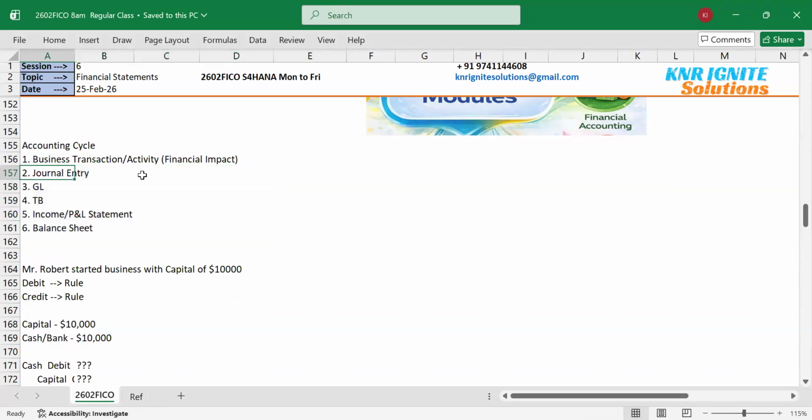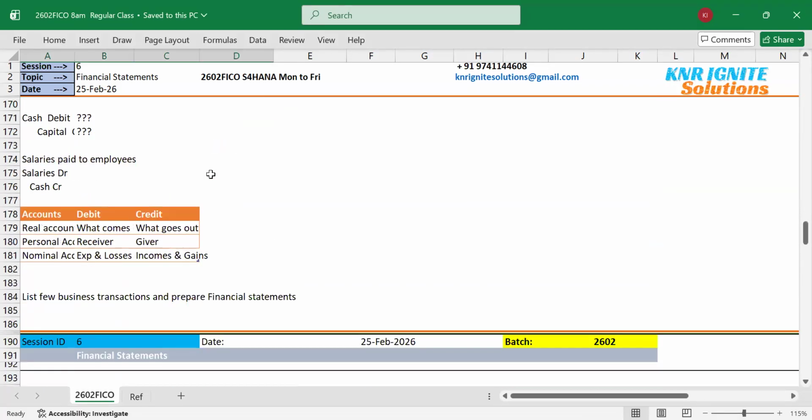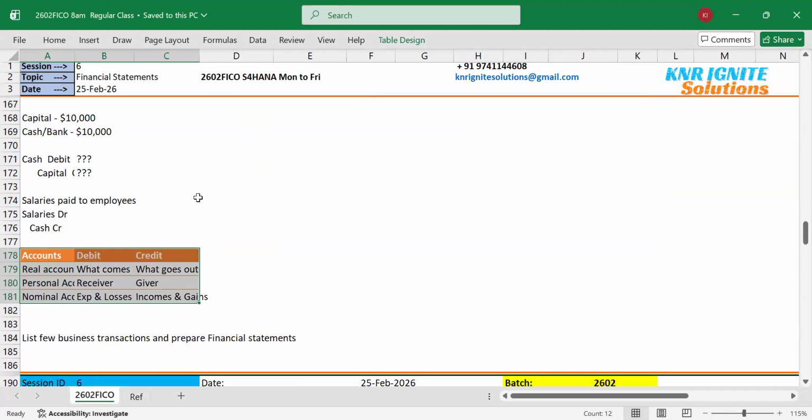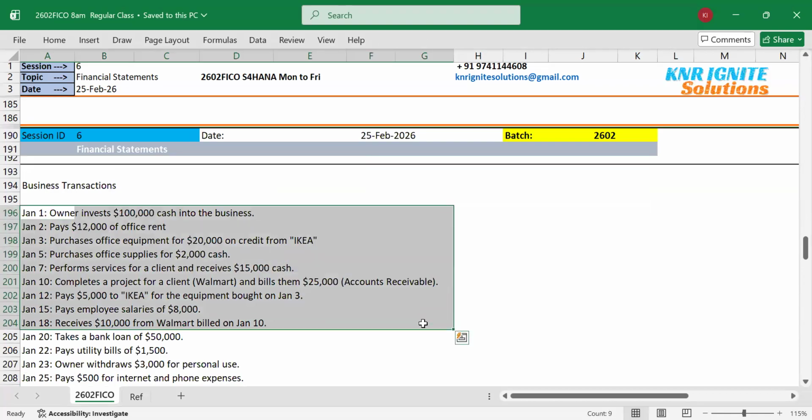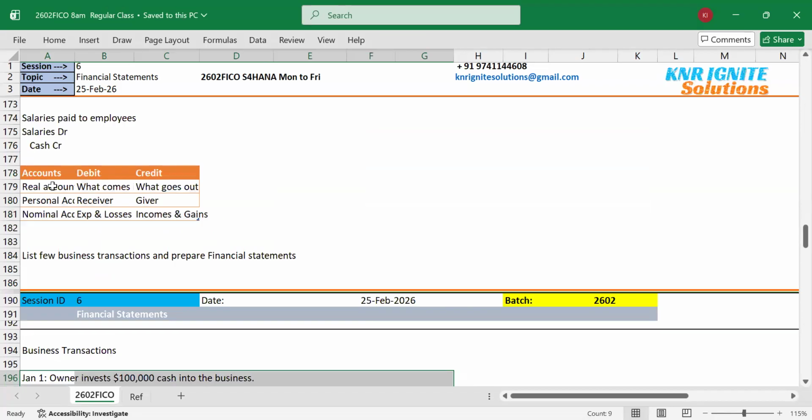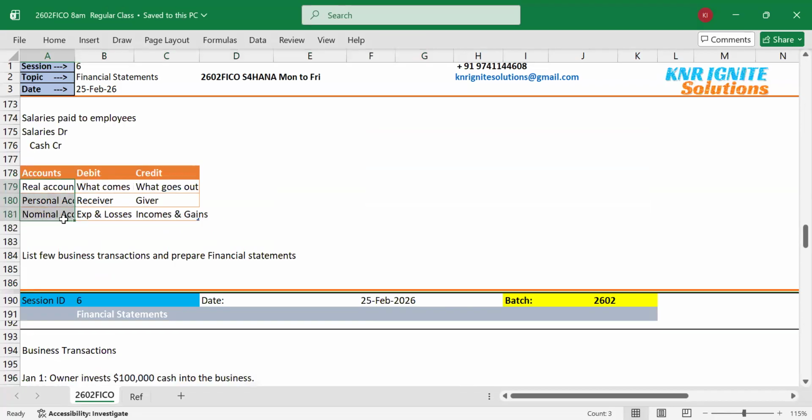Okay, let's get started. To write a journal entry, like we discussed yesterday, we should be aware of certain basic things. There is something called account types, right? We can categorize all these transactions, whatever we have written here, into proper account categories. Every transaction will contain one or the other accounts from these three, whether it is a real account, personal account, or a nominal account. That we need to identify.